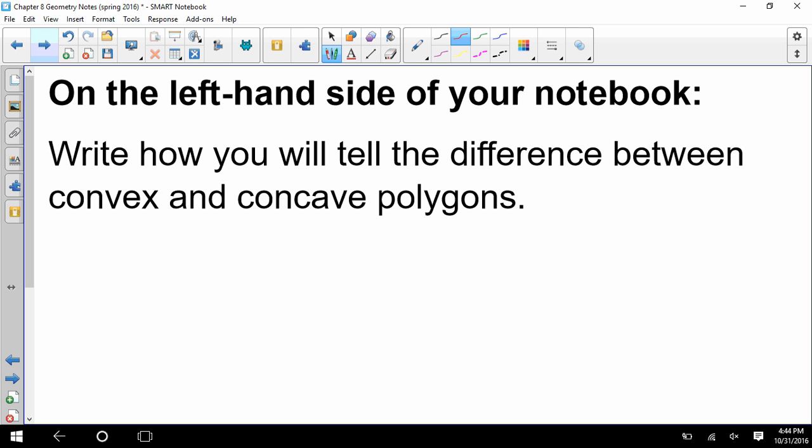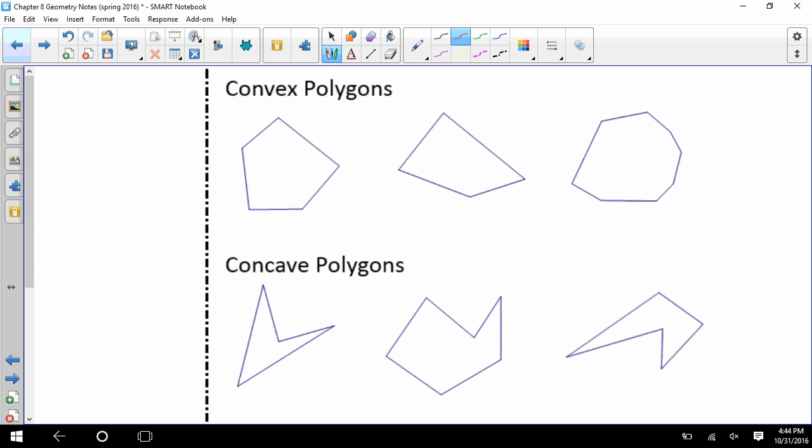Okay, so if we look at these, one thing that you may say is that in the convex ones, all of the vertices are pointing outward, whereas in concave, some of them are outward, but there's at least one that's pointing inward. So that's one way you could have written that, and you'll remember this.